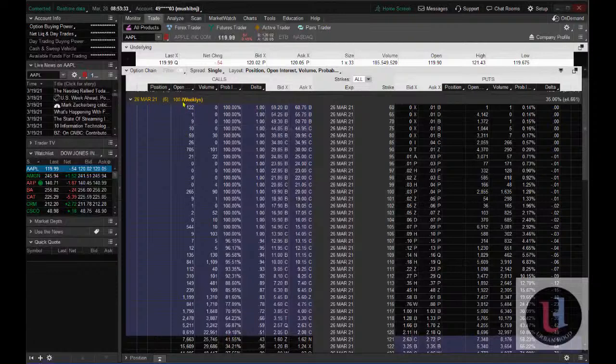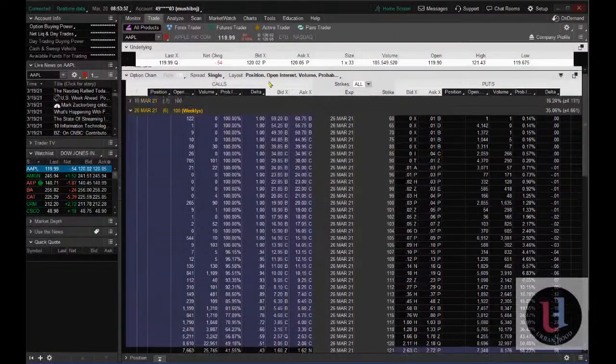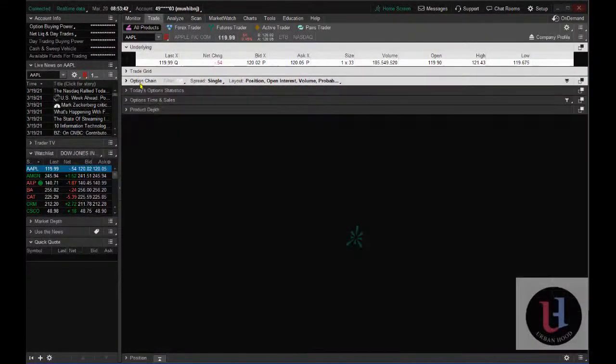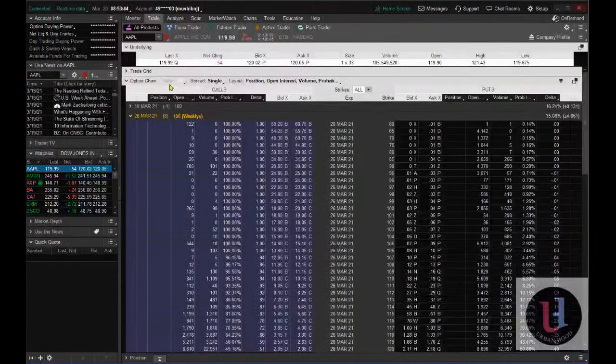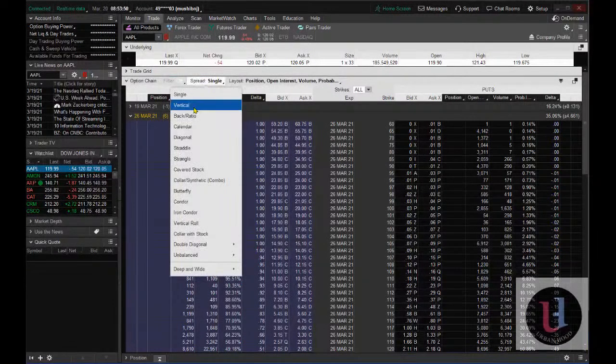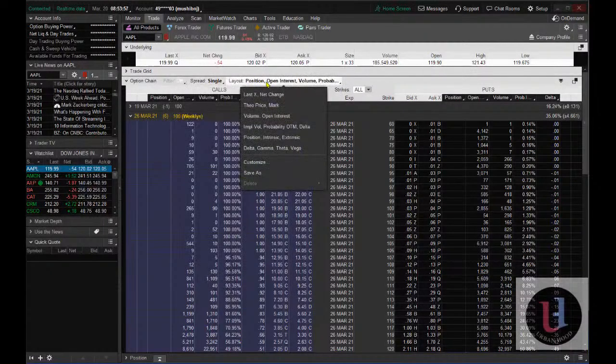And here you can see each column that you have, and you can customize it. How do you do it? At the very top, you see option chain. You click on it, and it shows you all the option chain. It shows you filter, and you can filter on and off. You can do spread, single, or vertical. These are all different strategies you can use for options. And here is the layout. Layout is where you choose what columns to show and how to customize them.